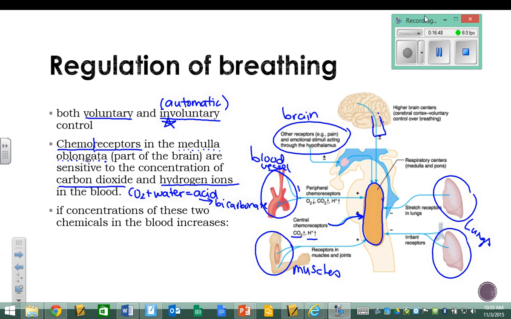Now we're going to focus on the concentration part, concentration of CO2 and hydrogen. If the concentration of these two chemicals in the blood increases, then your medulla signals to your diaphragm to contract.